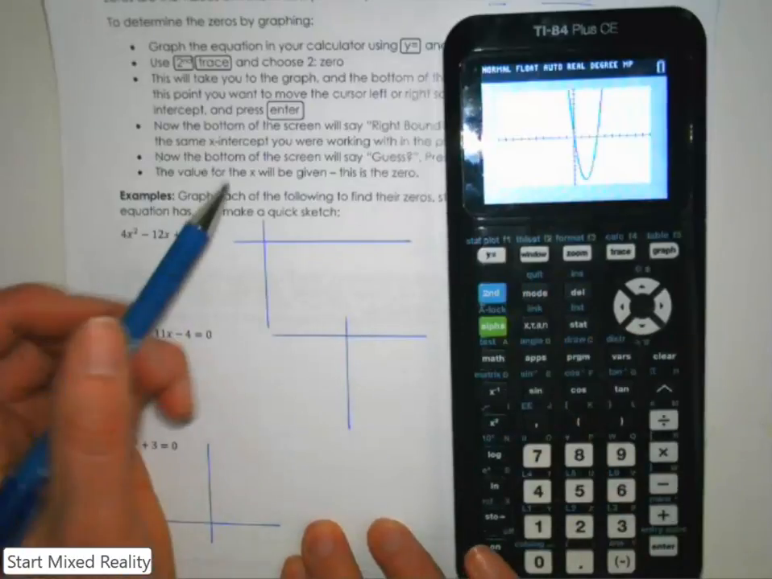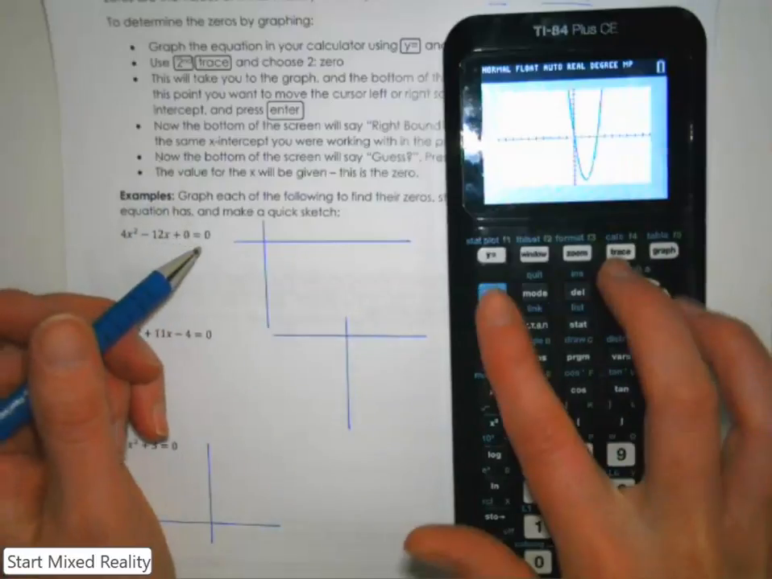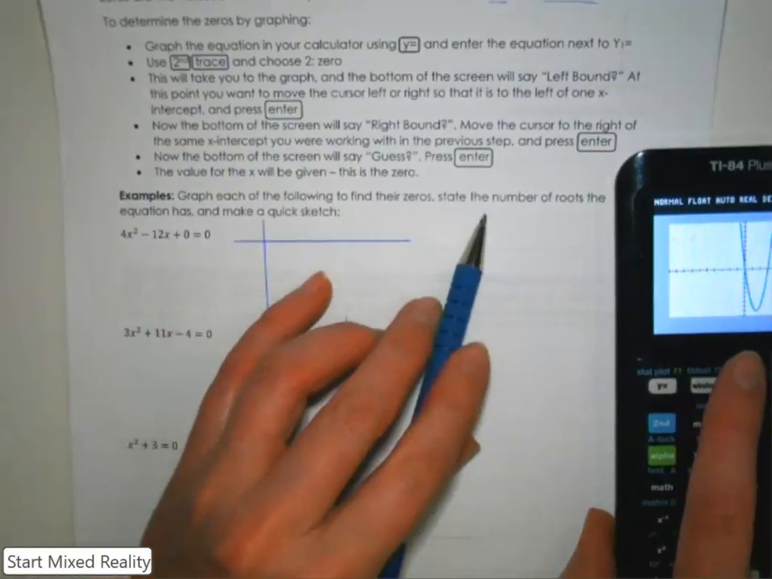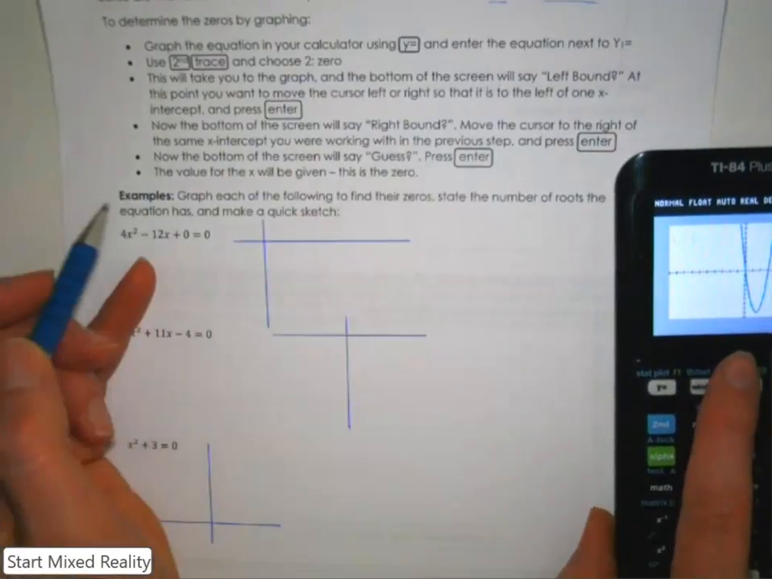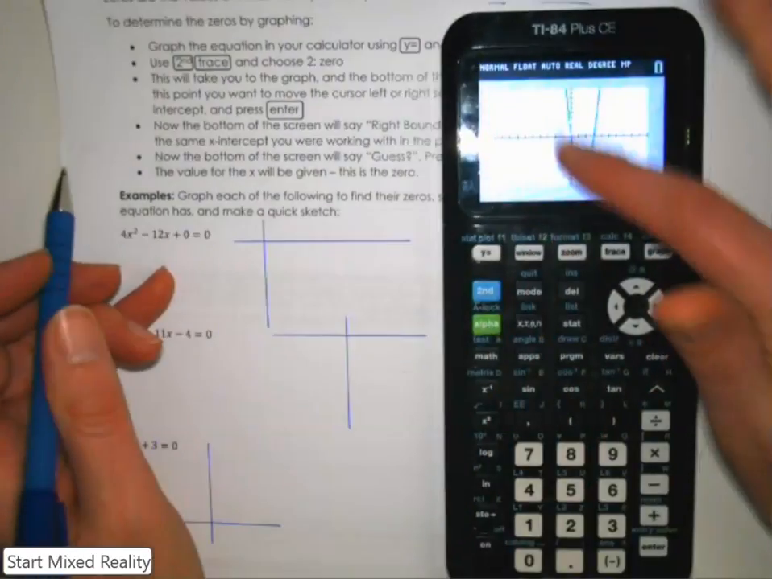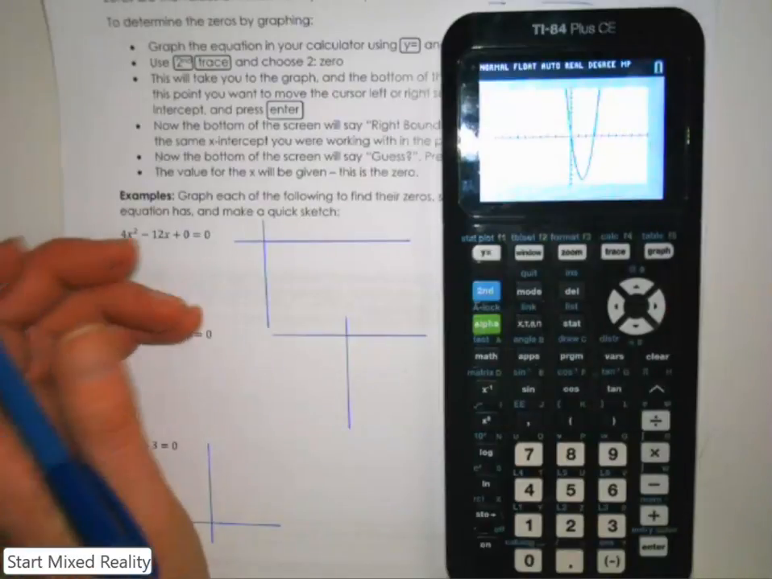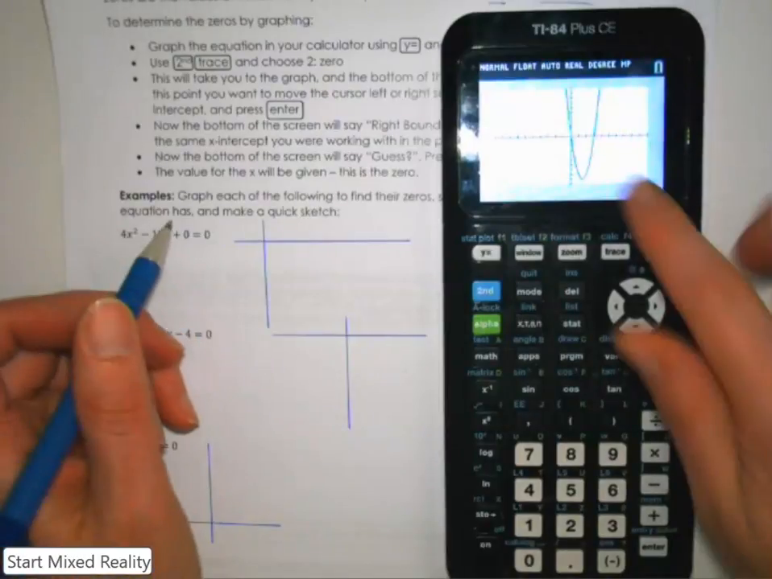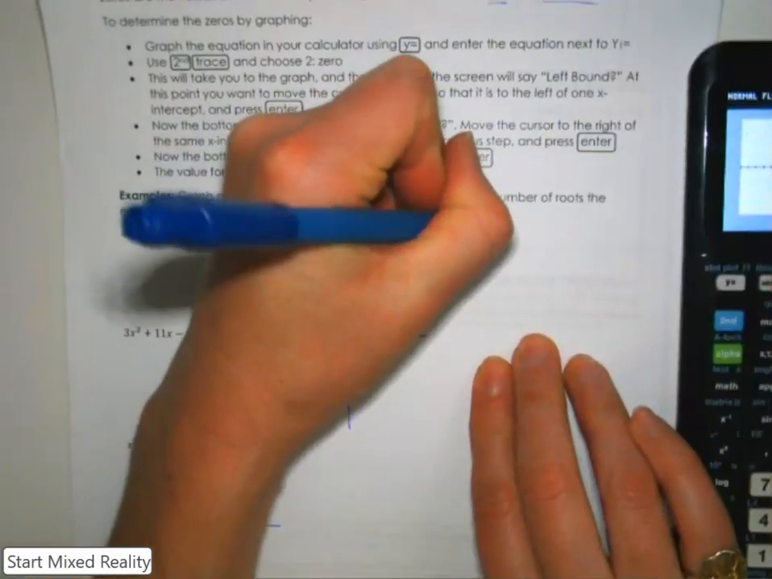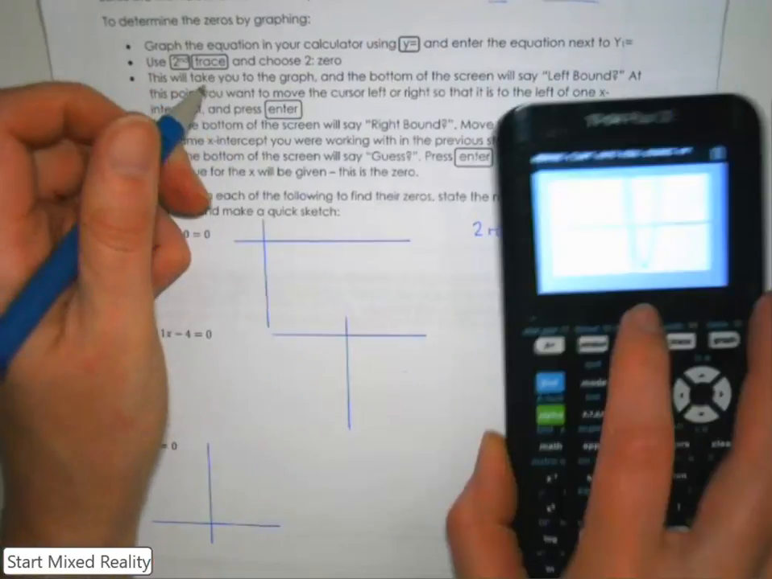All right, calculator froze up there for a second. So we see our graph, and just remembering that if we're asked to graph it, find the zeros, and state the number of roots, this is something kind of new. Stating the number of roots is basically just saying for this parabola, how many points does it cross the x-axis at. So for this one, we can pretty clearly see that it has 2 roots, right? Because we can see the parabola crossing the x-axis twice there.